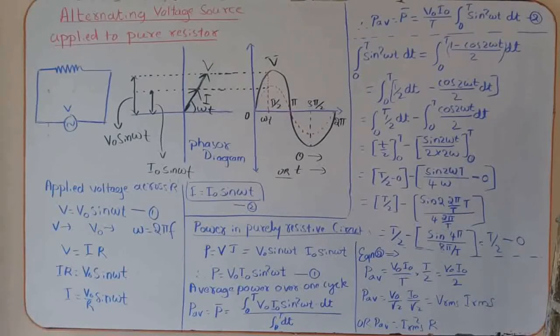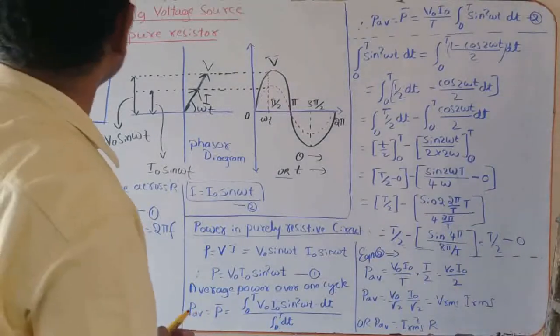Good evening my dear students. Now today I discuss the alternating voltage source applied to a pure resistor. Already you know about the AC source, that is said to be alternating current source.